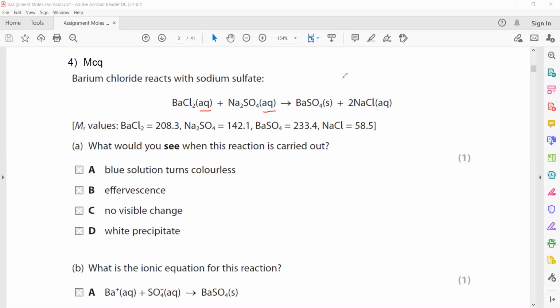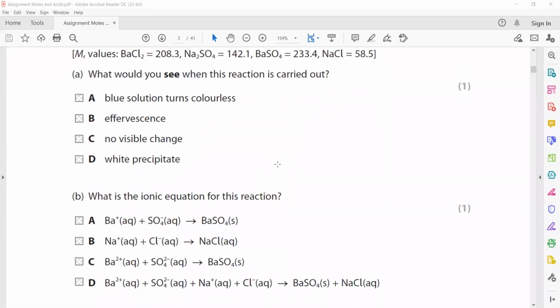A blue solution forms? Blue solution does not form because there is no transition element. Effervescence? No effervescence, because there is no gas given off. No visible change? There is a visible change. Why? Because when we mix two solutions, a solid is formed, and that is a white precipitate. That's why D is the right answer.